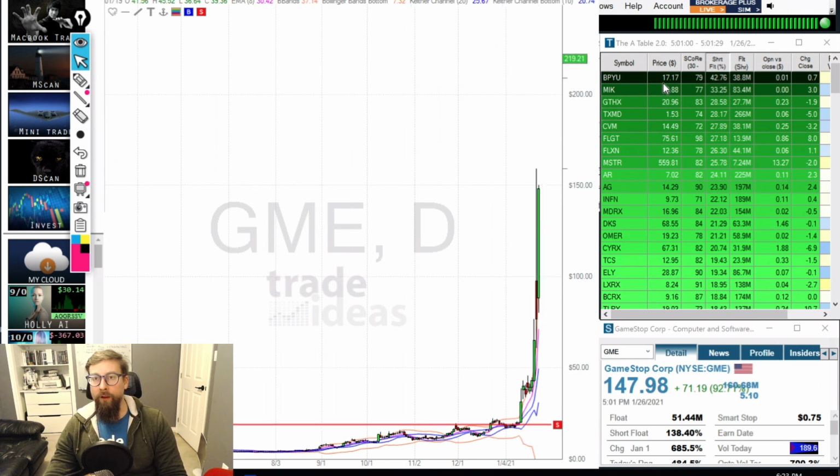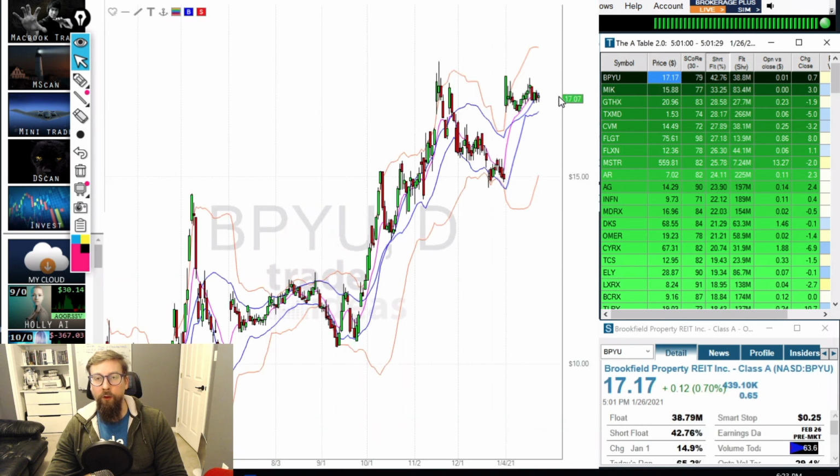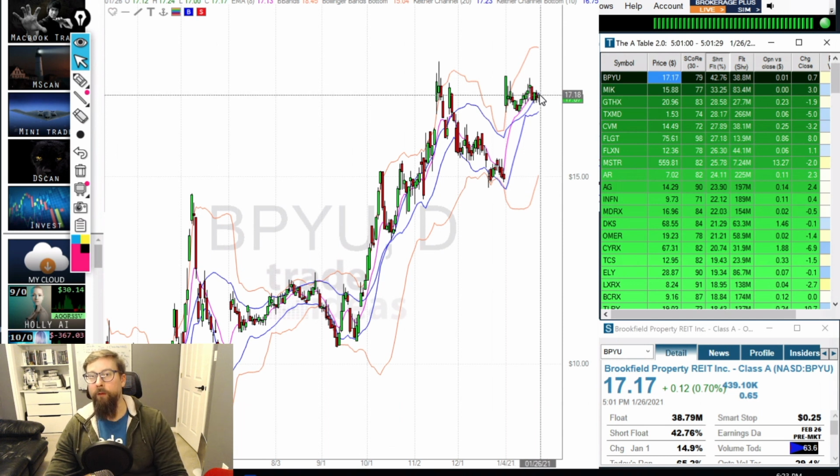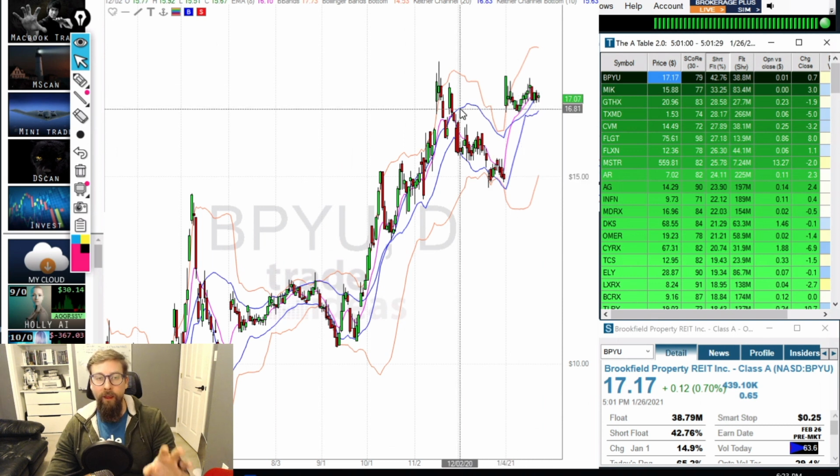So here is another version of that same A table, one that I like to use myself, that looks for stocks that are still kind of not yet moving, but still have a high short float. So BPYU has a 42% short float, $17 and coiling right here. So again, you can add these to any currently existing scans you have.